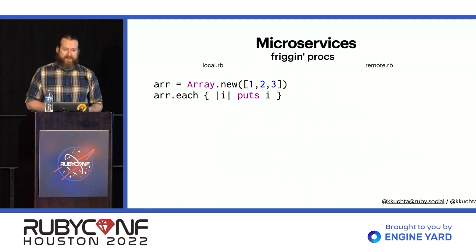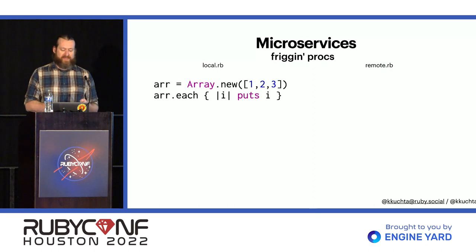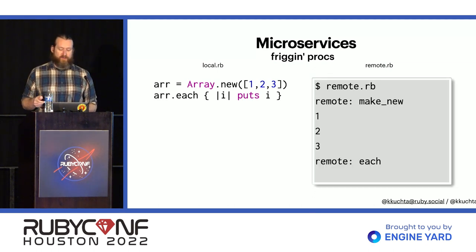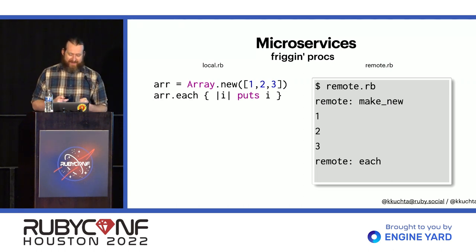So if I call array.new, that gets picked up and turned into a proxy object by our previous code. Now I call each, and Druby will serialize this block, and it won't throw an error. This each will get run on the remote server, and the block will get run on the remote server, and that's where 1, 2, 3 will print out. We are now one step closer to the microservice architecture that all our favorite thought leaders tell us we need.